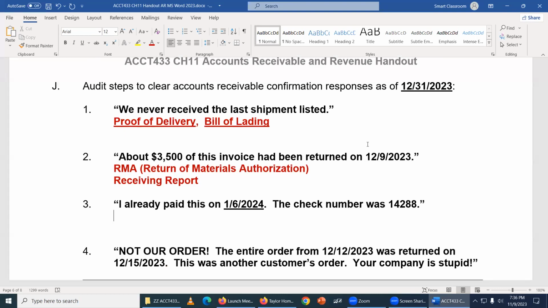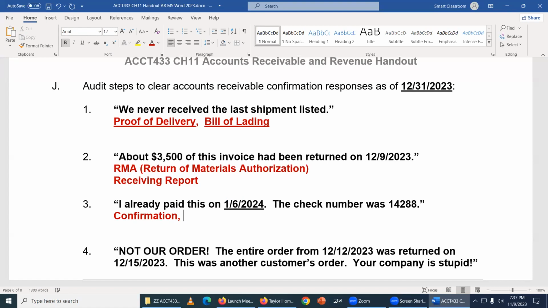Well, they paid it in the future. This is actually a confirmation that they did owe it. They're saying, hey, I already paid this, but the fact of the matter is they paid it on the 6th, so you must have owed it on 12/31. They paid it 6 days or so after the year end, so it's actually a confirmation.